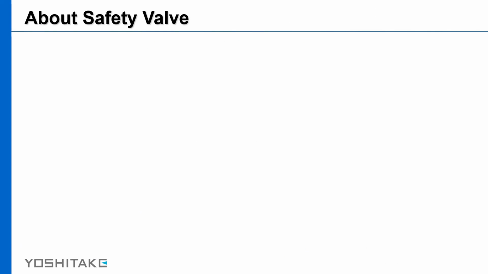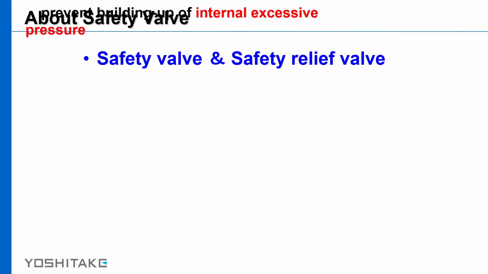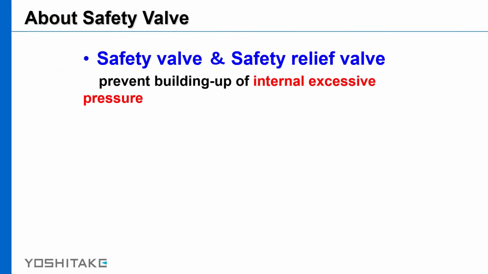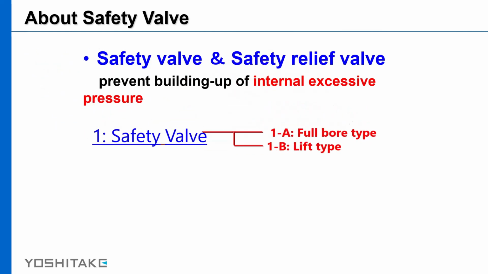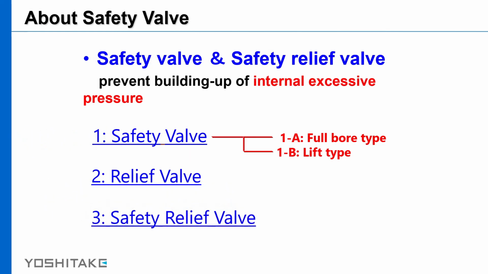About the safety valve and safety relief valve: they prevent the build-up of excessive internal pressure. There are three types of safety valve. The first is the safety valve, which has full hole type and lift type. The second is the relief valve, which has lift type. The third is the safety relief valve, which has lift type as well. I will explain the types of safety valve in detail on the next slide.